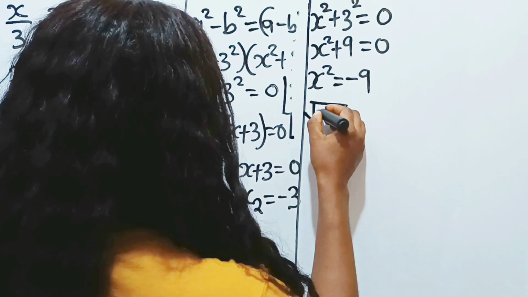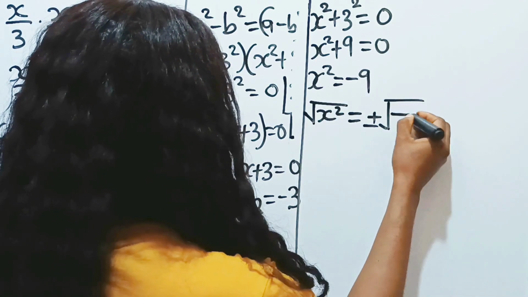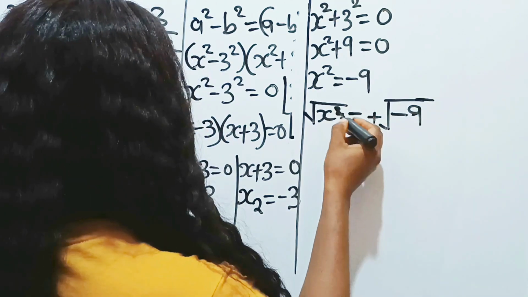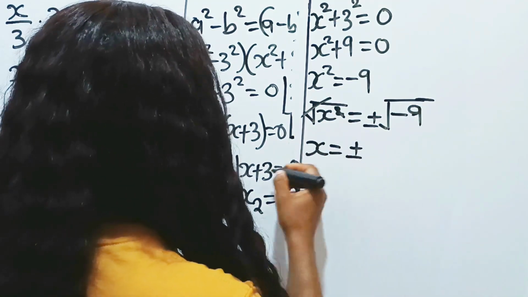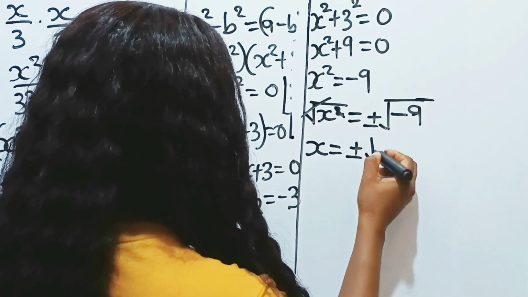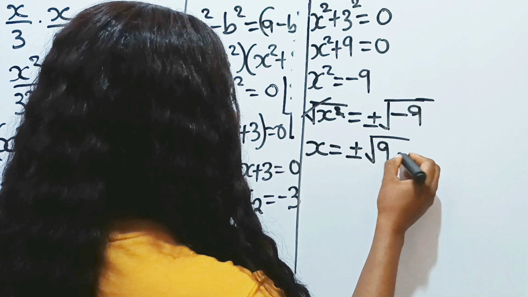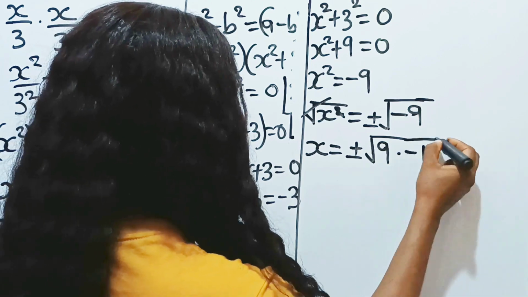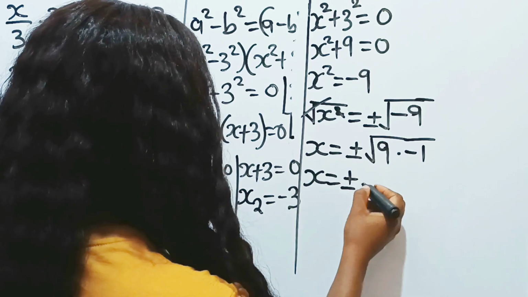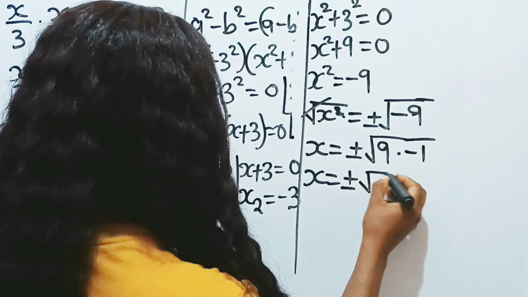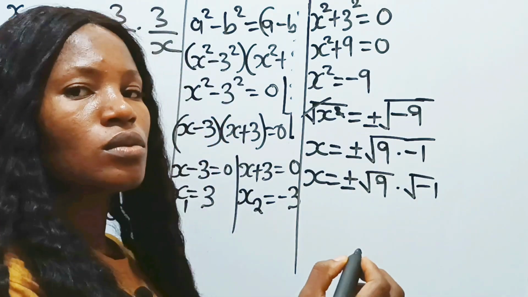So we have square root of x squared is equal to plus or minus square root of minus 9. So this will remove this, and we have that x is equal to plus or minus. Now square root of 9 can be written as square root of what? 9 multiplied by what? Minus 1, okay? So we can write x to be equal to plus or minus. We can split this to have square root of 9 multiplied by square root of minus 1, okay?